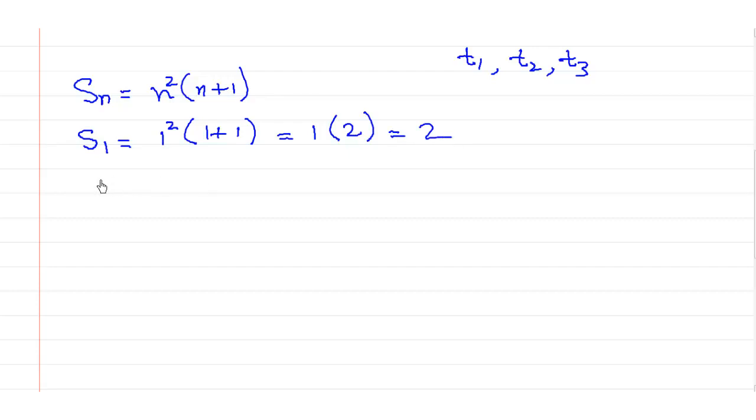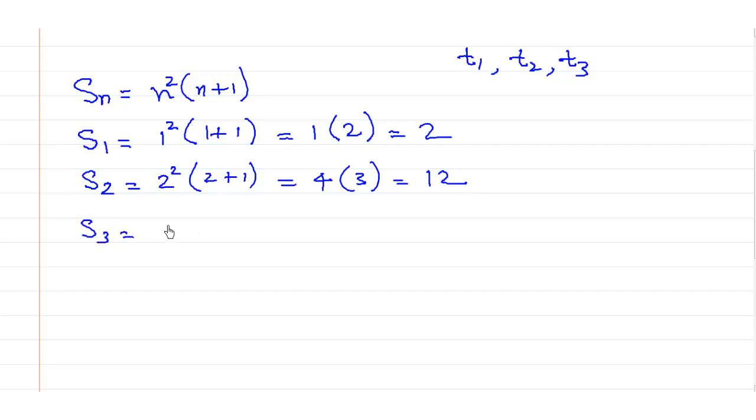So S1 is 2. Similarly, S2 is equal to 2 squared into 2 plus 1, which is 4 into 3, which is 12. And S3 is equal to 3 squared. Remember, n takes the value of 3. Again over here, 3 plus 1 is equal to 9 into 4, which is 36.